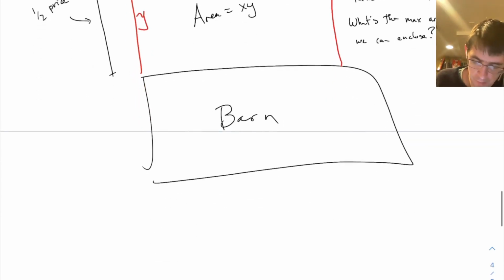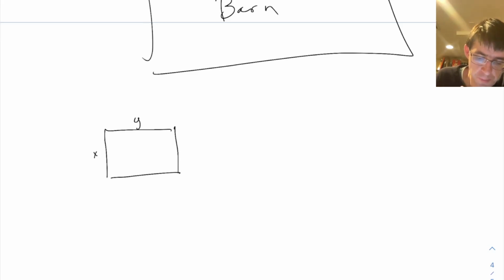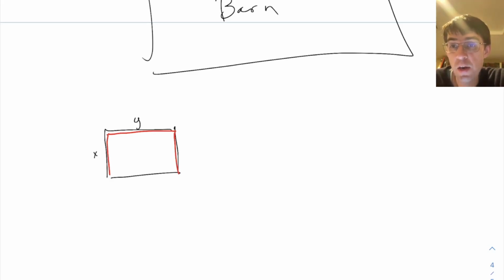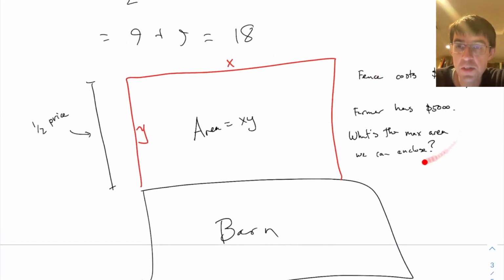So I'm going to redraw this again here. We have x and y like that, all right? There's actually no fence on the bottom, and the one on the left only costs half price. That's the rule for this. So we usually need another equation here which relates the x and the y. And in this case, it has to do with the money, right? This business here you can use to write down another formula.